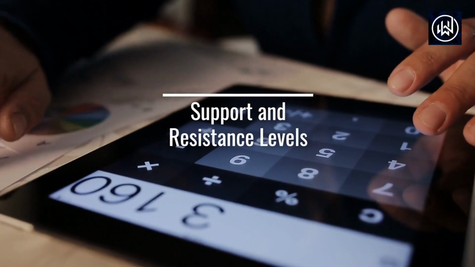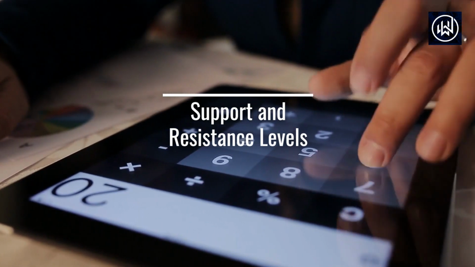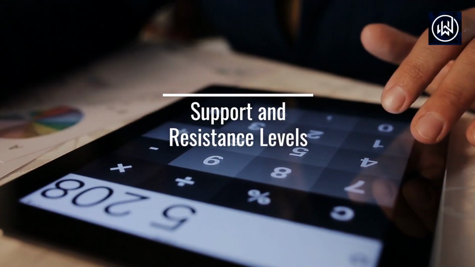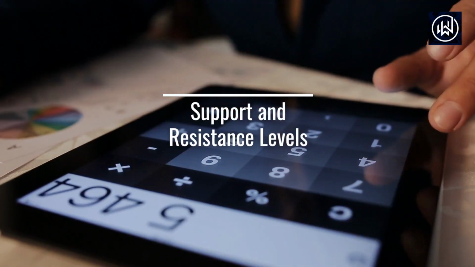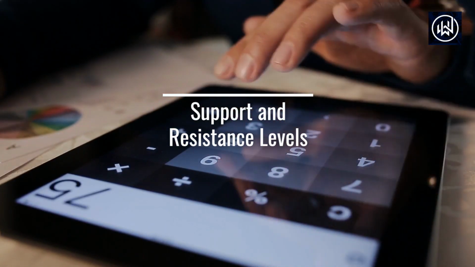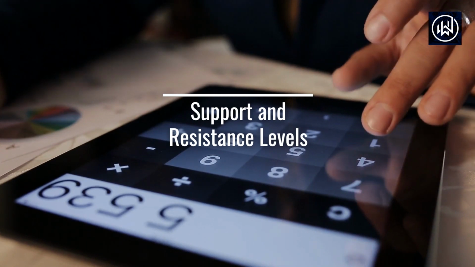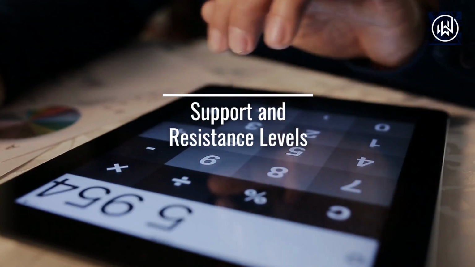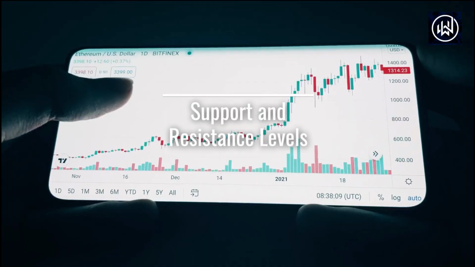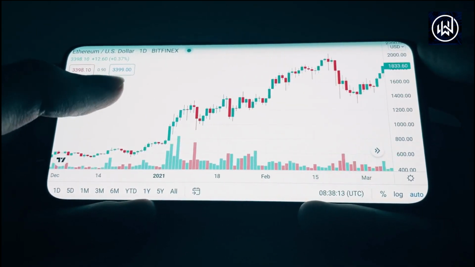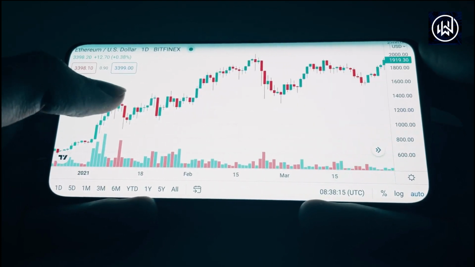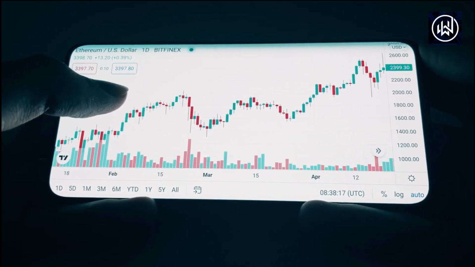Support and resistance levels are price levels where the market has historically shown a tendency to stop and reverse direction. Support levels are areas where the buying pressure is strong enough to prevent the price from falling further, while resistance levels are areas where selling pressure is strong enough to prevent the price from rising further. Identifying these levels can help investors make decisions about when to buy or sell.